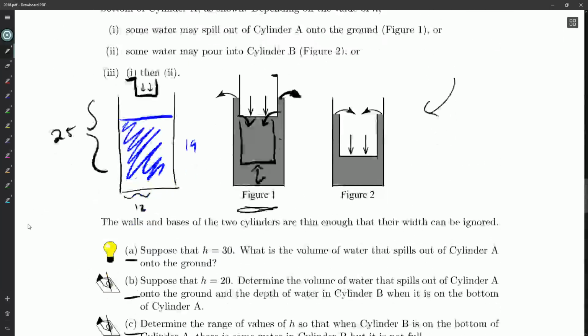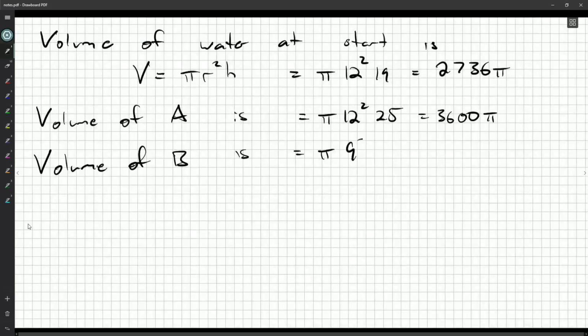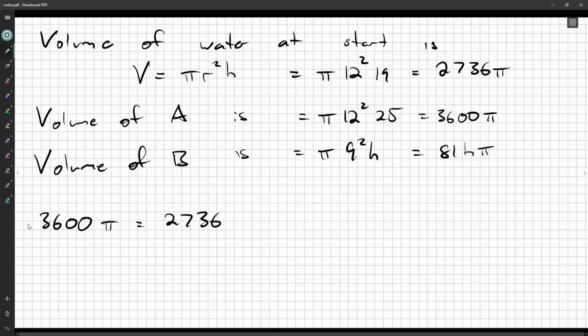Now the volume of B can change depending on h. It's pi, I don't remember what the radius is. Was it 9? I think it was 9. Yeah, radius of 9. So it's 81h pi. Okay, and for this particular question, h is going to be 30, but that's okay. So we know that 3600 pi has got to be 2736 pi plus pi times 9 squared b, and we want to solve for b here.